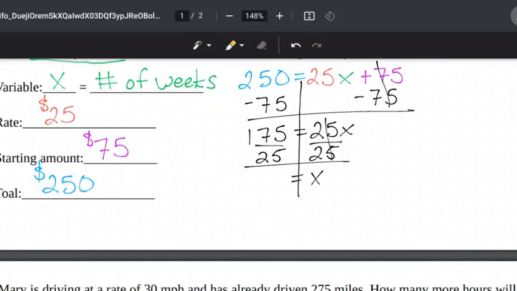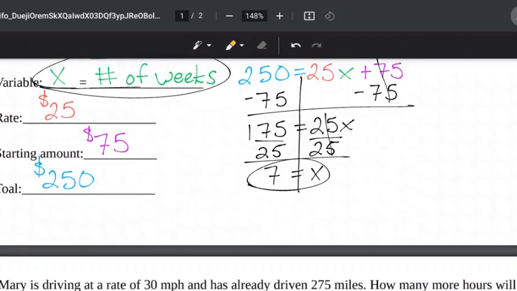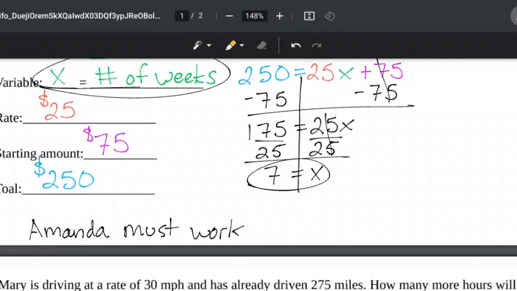And we get x equals 175 divided by 25, which is 7. So that's not our answer. Our answer is 7, but we need to put it in sentence form so that we know and we show what the 7 represents in the situation. We know x equals 7, and x is our number of weeks. Therefore, we say Amanda must work 7 weeks to buy the bike.